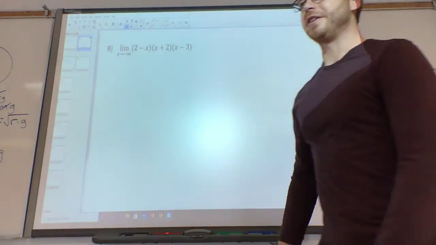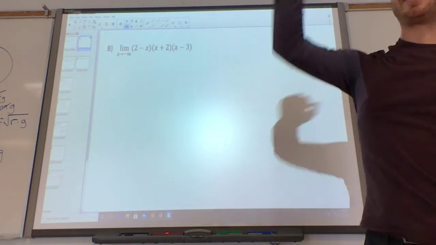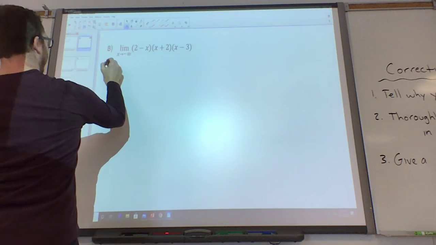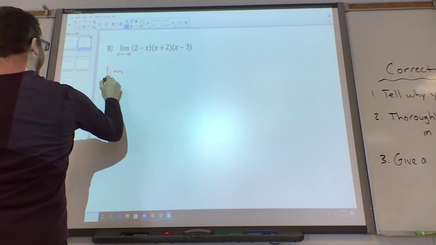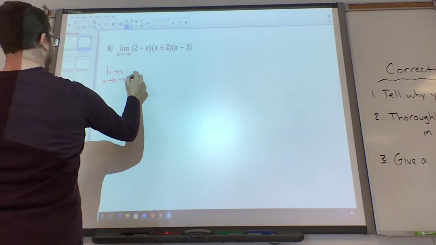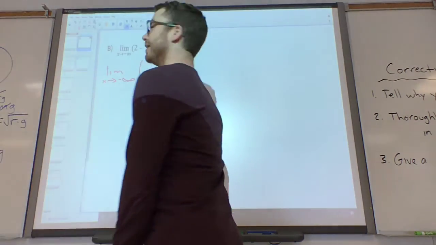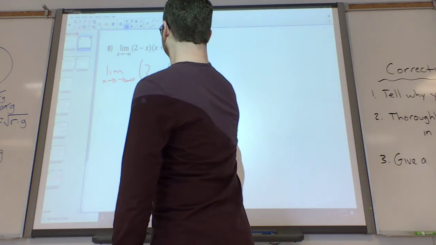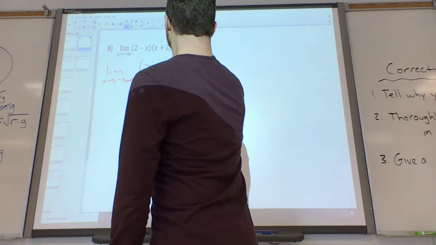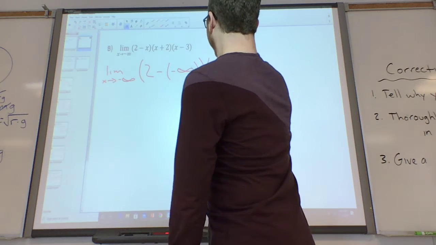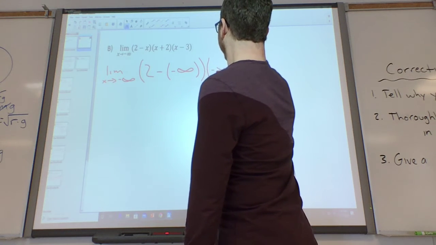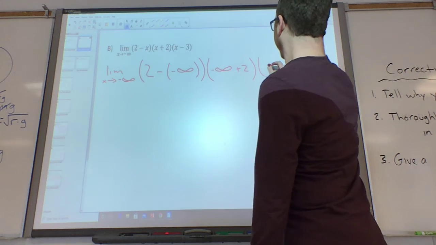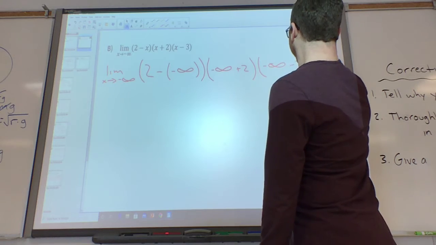And we're going to do the same thing, but this time we're approaching negative infinity. Okay? So same thing, we're just going to substitute this in. So limit as x approaches negative infinity. And just this one, we have to be a little bit careful with our negatives, right? So it's going to be 2 minus negative infinity. And then we'll have negative infinity plus 2. And then negative infinity minus 3.